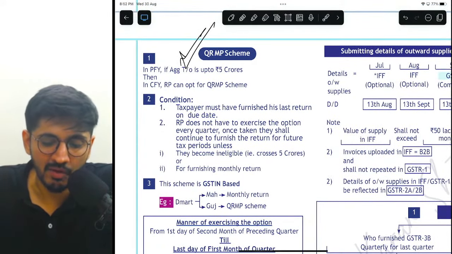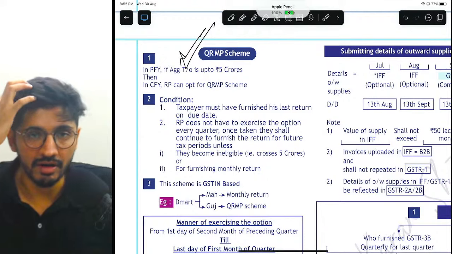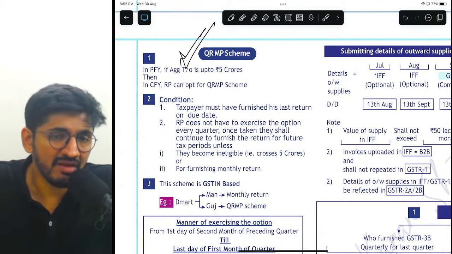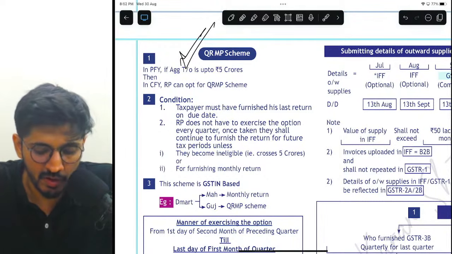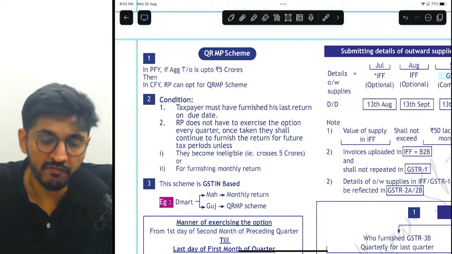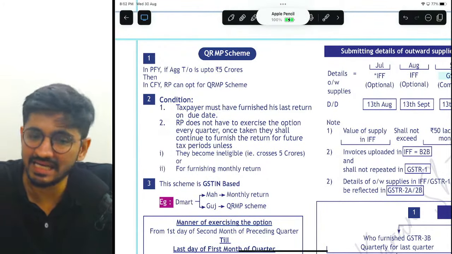Let's now wrap up, my dear friends. QRMP scheme, very, very important from the exam perspective. A lot of times, for some reason, students leave this because they feel they don't understand, but that's not true. It's extremely simple and easy.